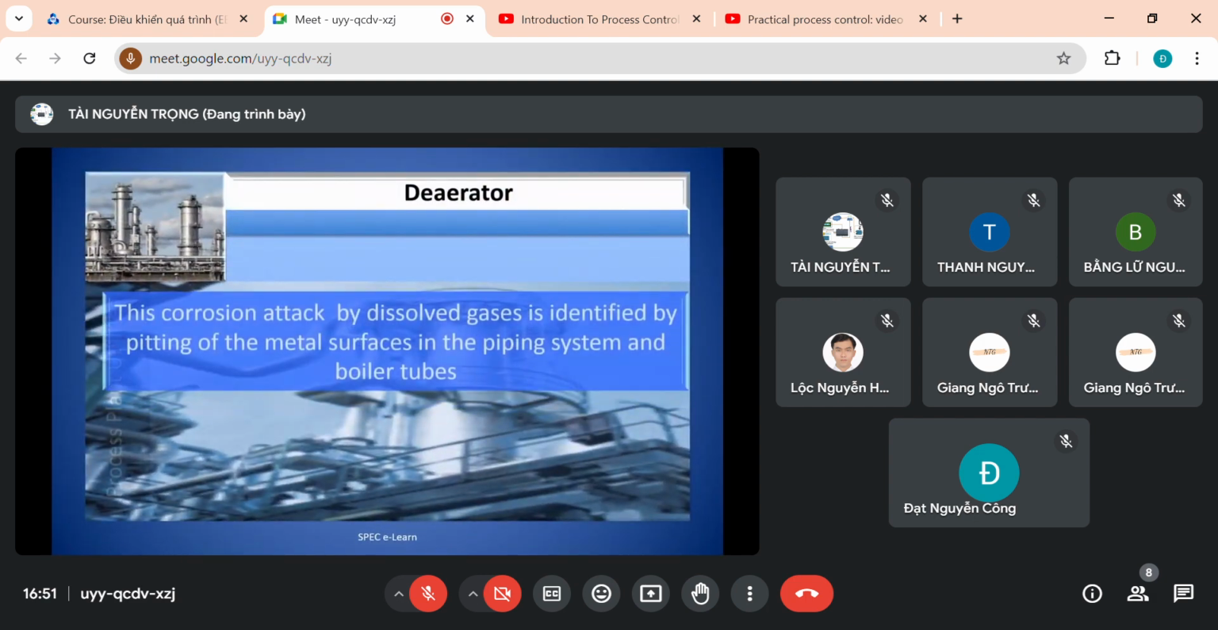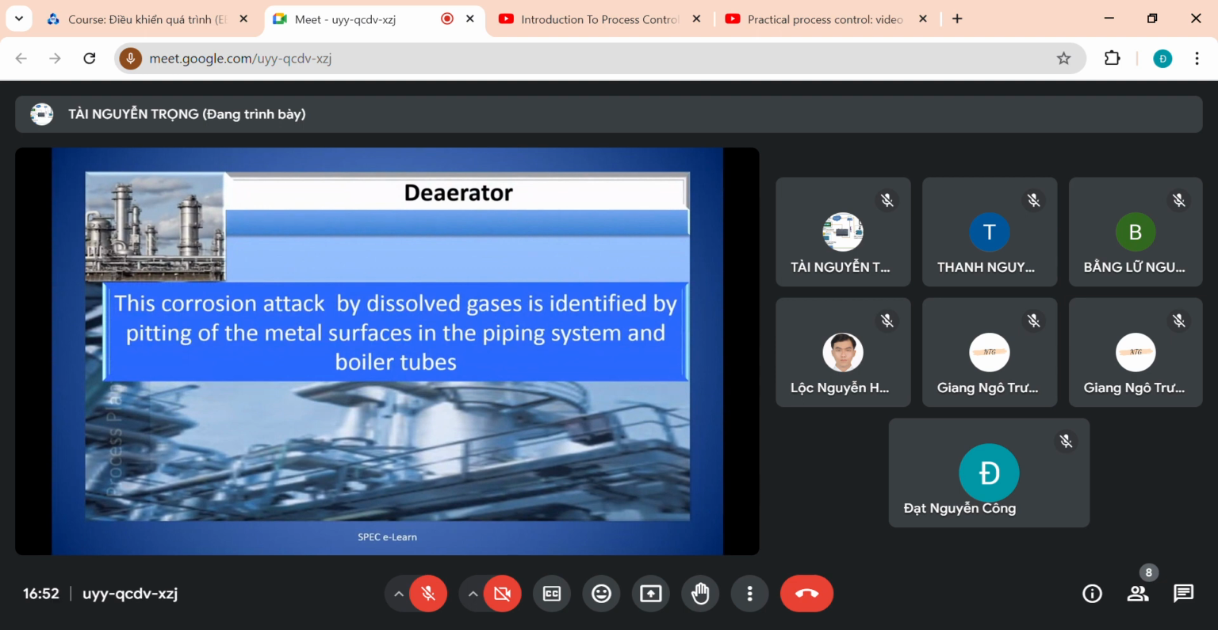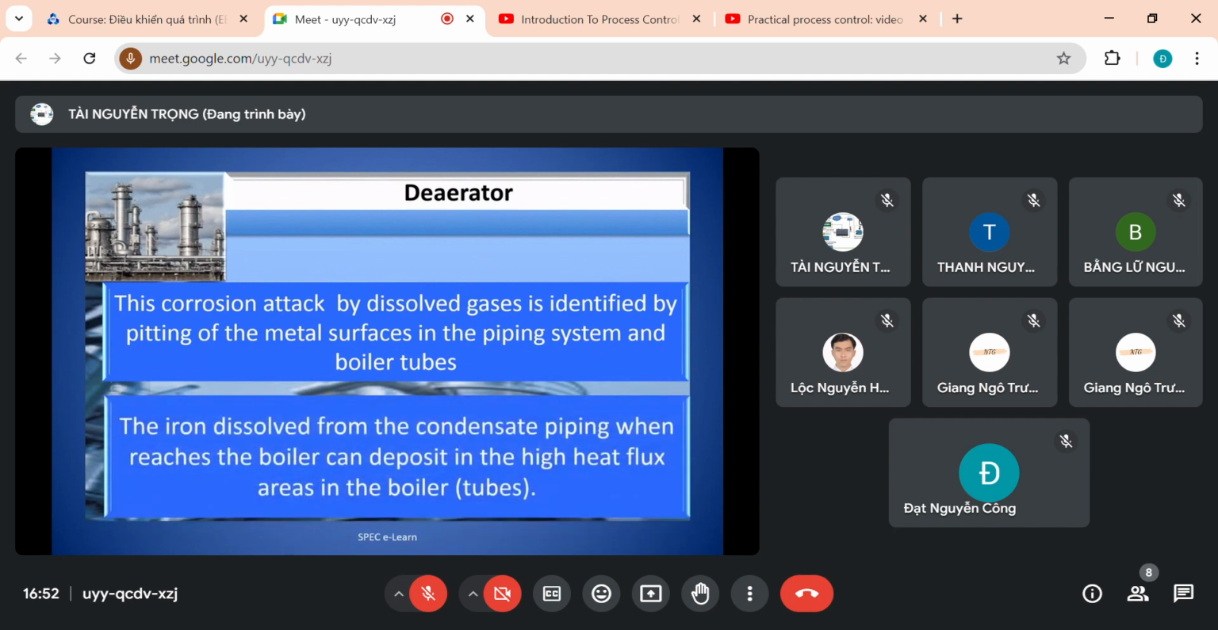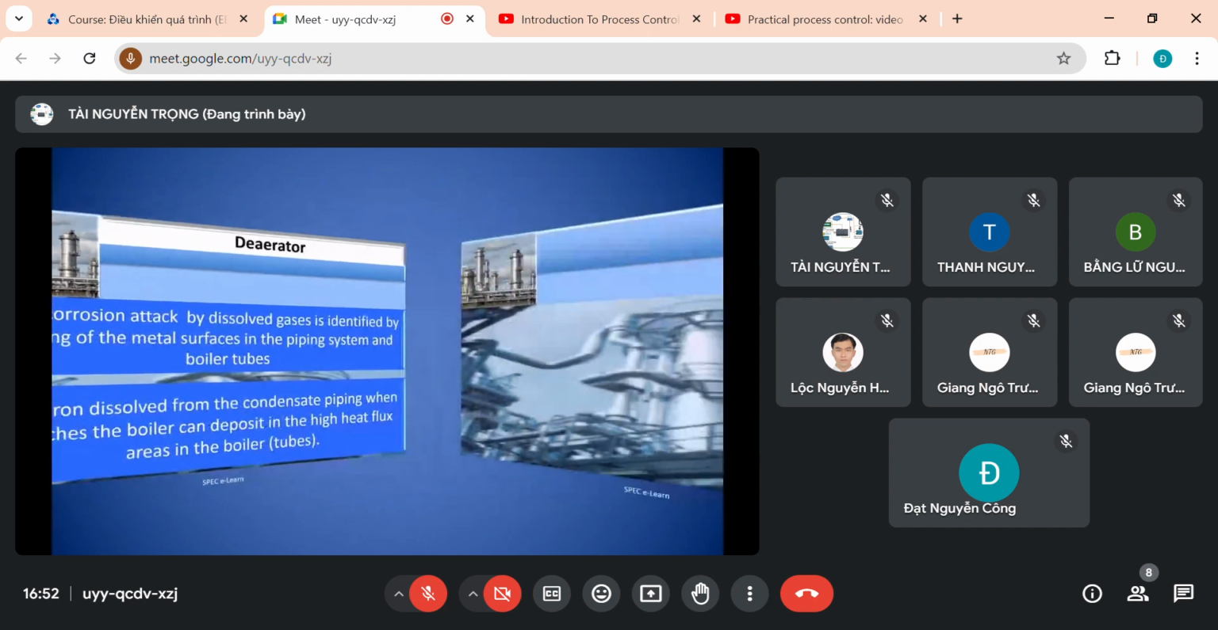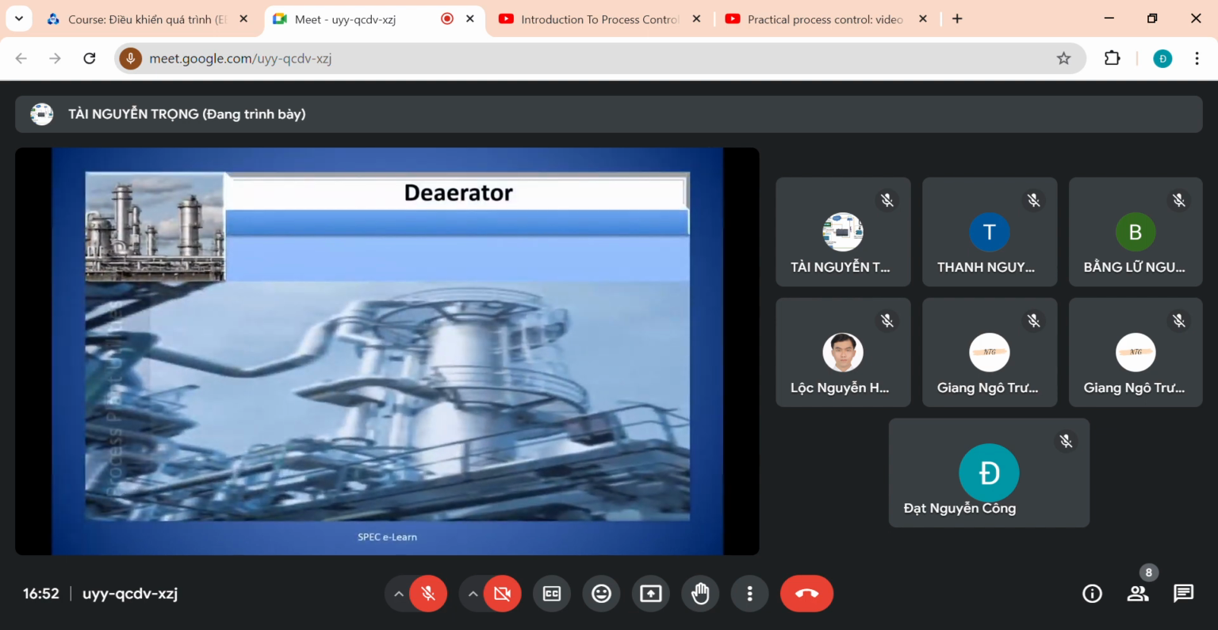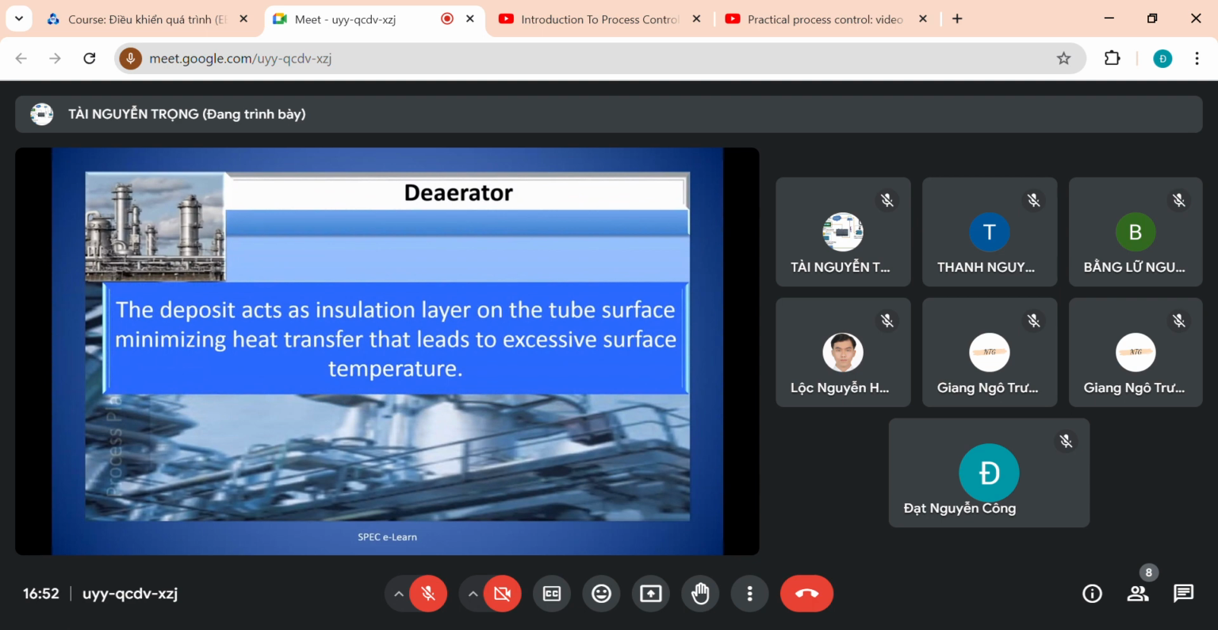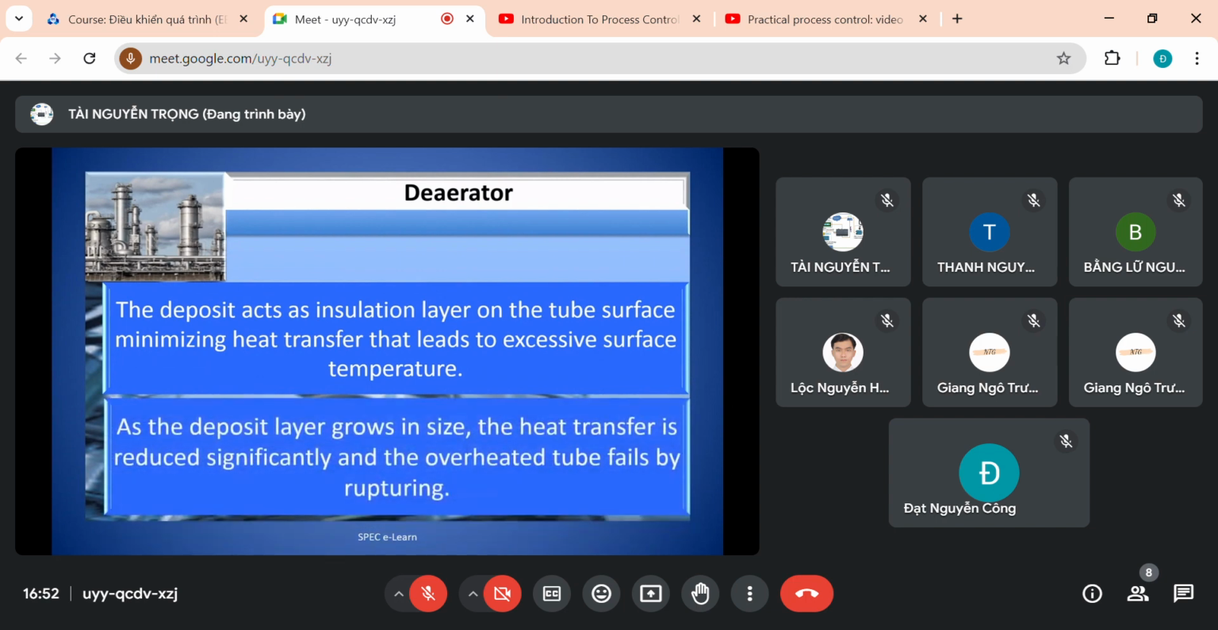This corrosion attack by dissolved gases is identified by the pitting of the metal surfaces in the piping system and boiler tubes. The iron dissolved from the condensate piping, when it reaches a boiler, can deposit in the high heat flux areas in the boiler, that is the tubes. The deposit acts as an insulation layer on the tube surface, minimizing heat transfer that leads to excessive surface temperature.